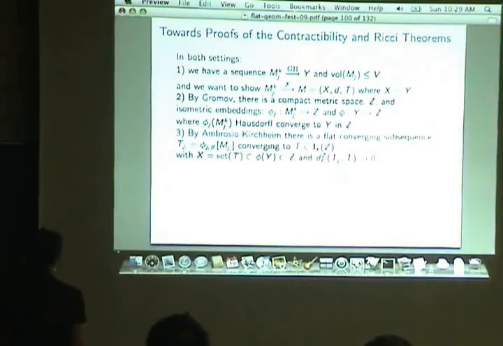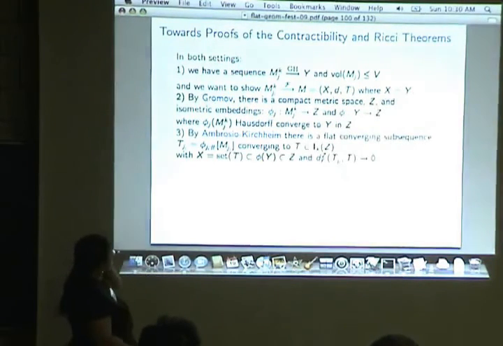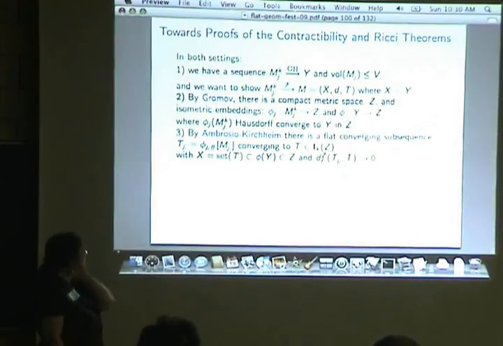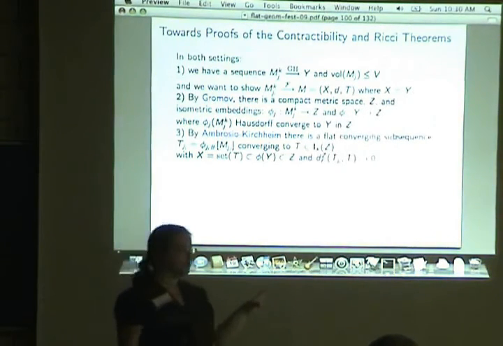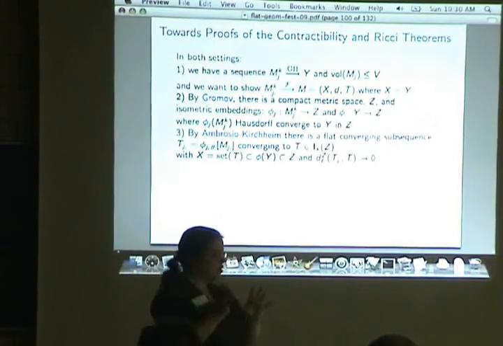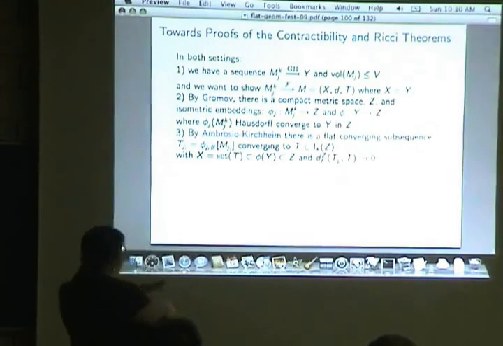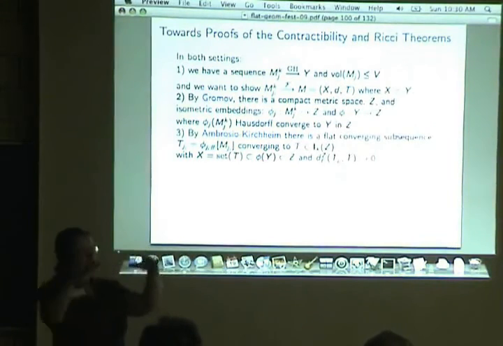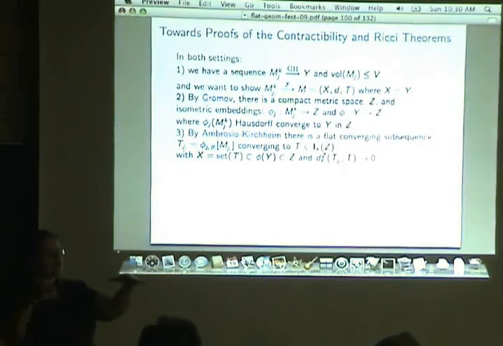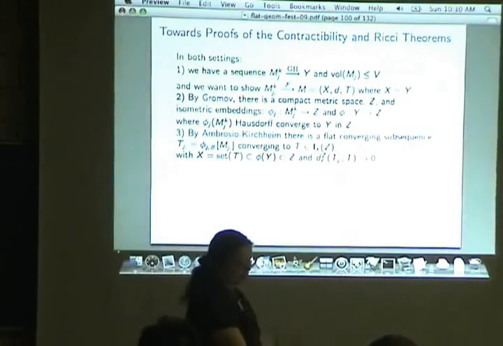Ambrosio-Kirchheim had extended Federer-Fleming's result, which says that if you have a sequence of integral currents with a uniform upper bound on their mass, and they're all in a compact set, then a subsequence converges. So we can apply that theorem, and we get a subsequence which converges to an integral current, and we choose this to be our flat limit now. This limit integral current is physically sitting inside the Gromov Hausdorff limit, inside this huge compact metric space Z. They all fit in together. So it's pretty compact.